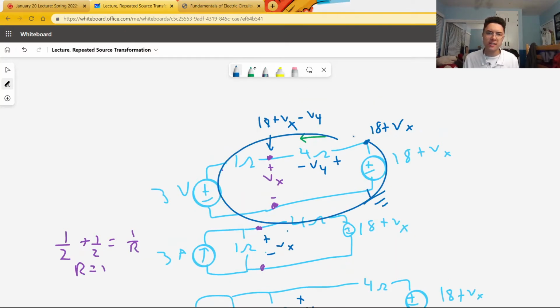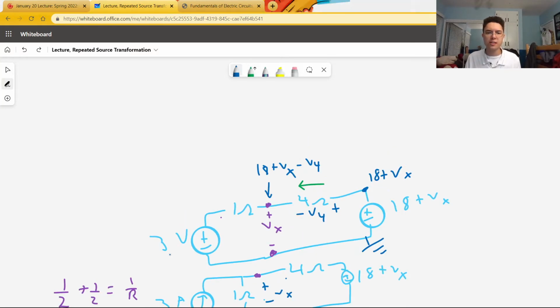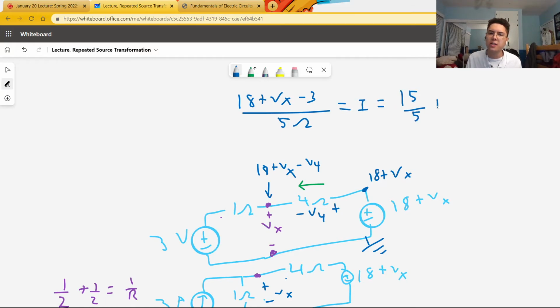Because this whole circuit is in series, there is one current throughout the entire circuit. So we can simply determine the current by dividing the total voltage by the total resistance. Note that these two voltage sources are in opposite directions along the circuit, so we subtract them. Note that our current is in this direction, so we'll choose this voltage to be positive. So our total voltage is 18 plus Vx minus 3, and our total resistance is 5 ohms, and thus our current is 15 over 5 plus Vx over 5. That is equal to 3 plus 0.2 Vx.